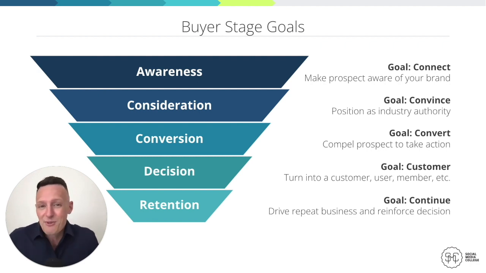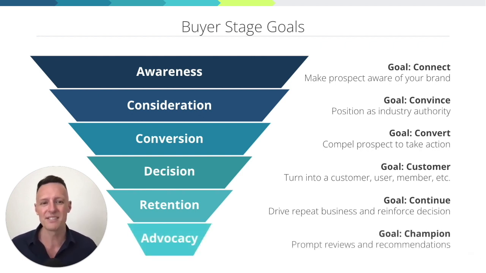We want to make them feel good about buying from you and not have any of that buyer's remorse, the regret that you get from buying. And finally, at the advocacy stage, our goal is to get them to champion the brand. We want the existing customers to write positive reviews. We want them to recommend the product or service to their friends and so on. And this is really the marketing nirvana. If you get this right, if you get a lot of people becoming advocates, then marketing becomes quite easy.